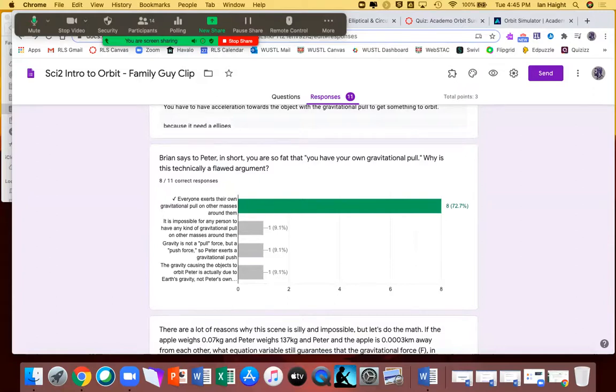In short, he's saying you have your own gravitational pull. Why is this technically a flawed argument? Very good. Most of you got that it is because everyone exerts their own gravitational pull, right? If you have mass, then you are exerting a gravitational pull on everything around you.